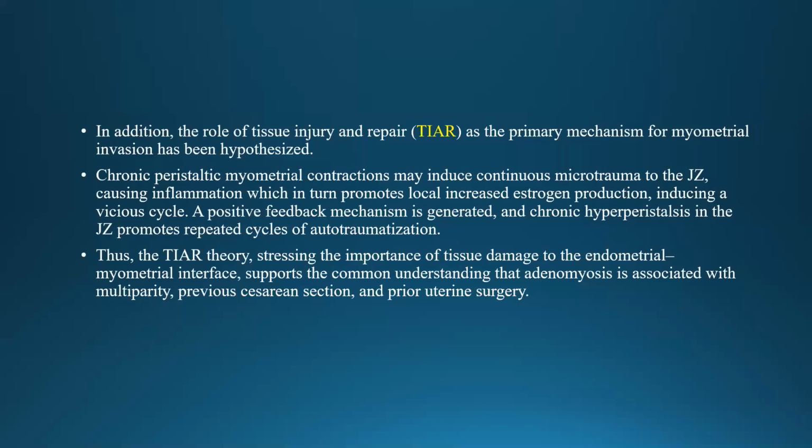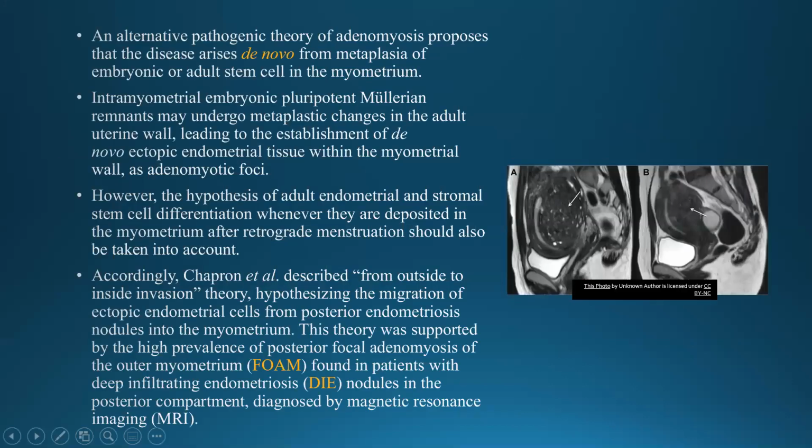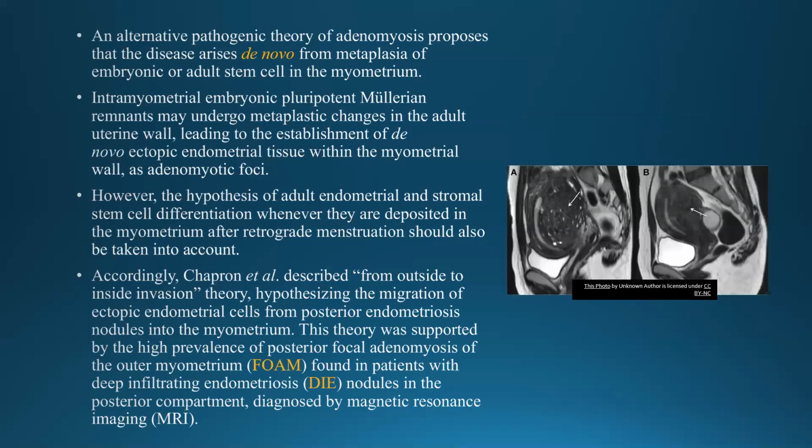So the other theory that I told you about concerns the clonogenicity of the human endometrial epithelial and stromal cells. We all hear about stem cells, and they play a major role in our bodies nowadays, especially in medical and clinical research. This study was about an alternative pathogenic theory for adenomyosis. It proposes that adenomyosis arises de novo from a metaplasia of the embryonic or adult stem cells in the myometrium.